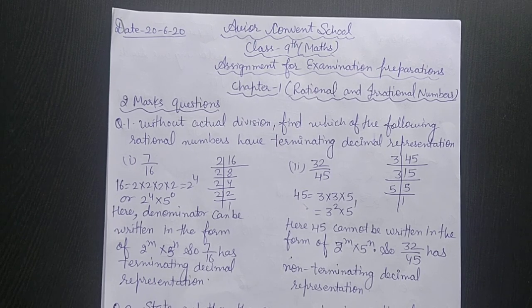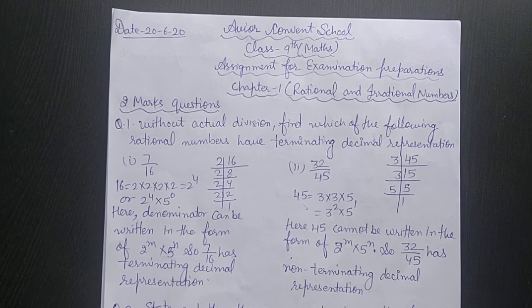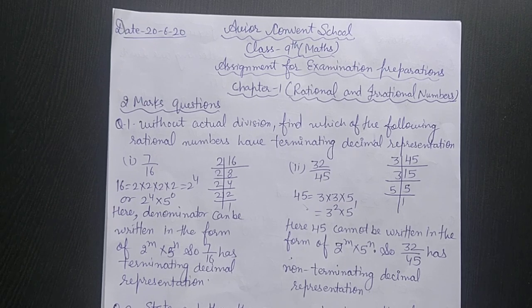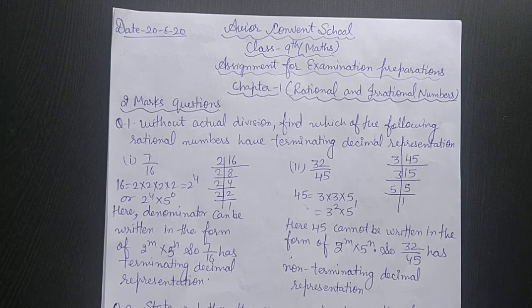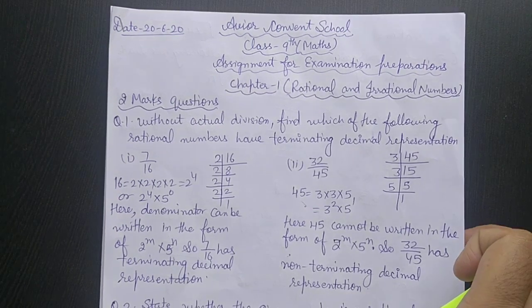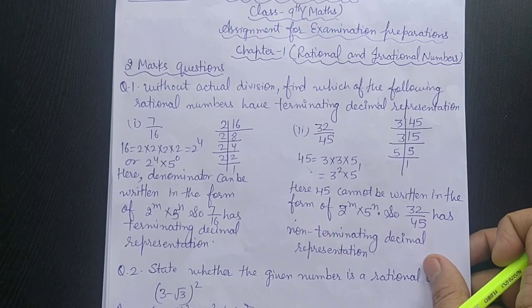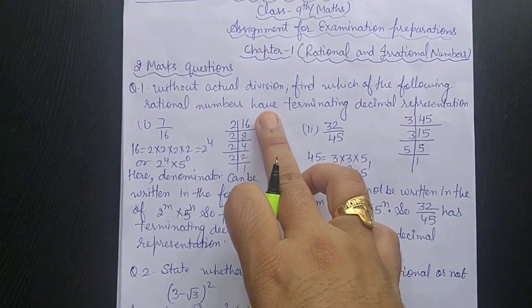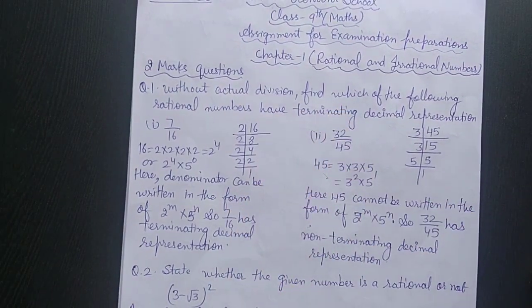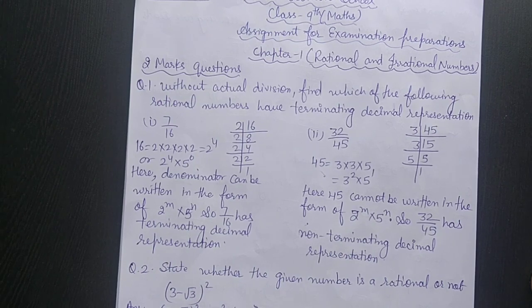I divided the questions according to the marks, which are the important questions, and it is just based on the board pattern. Here is a 2 marks question: without actual division, find which of the following rational numbers have terminating decimal representation.